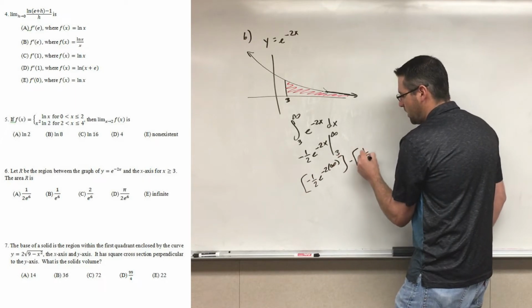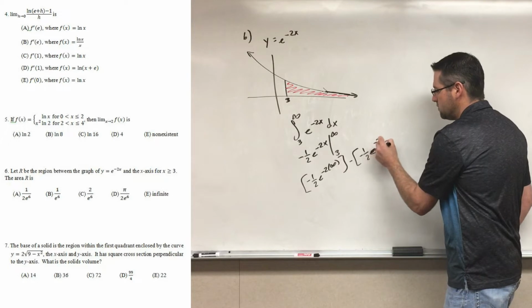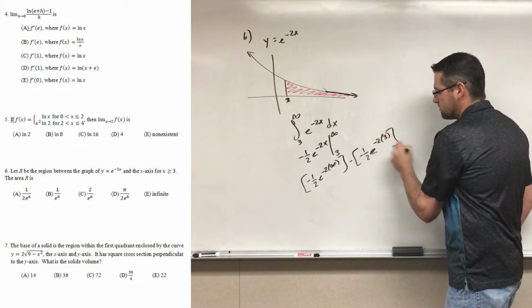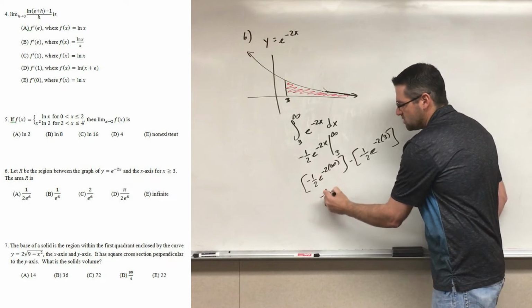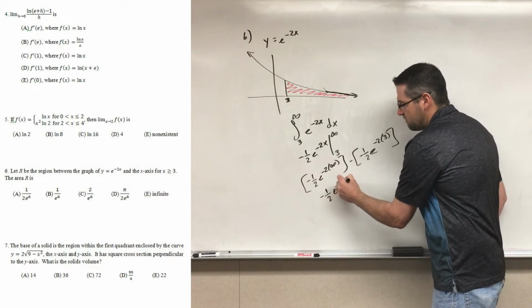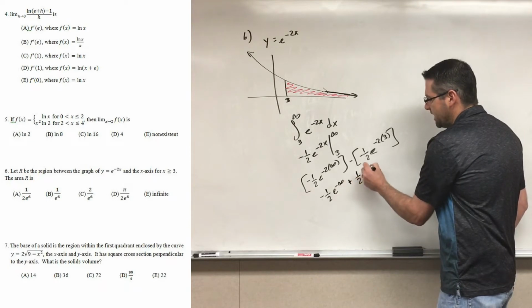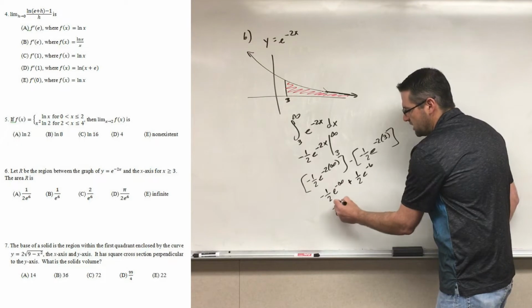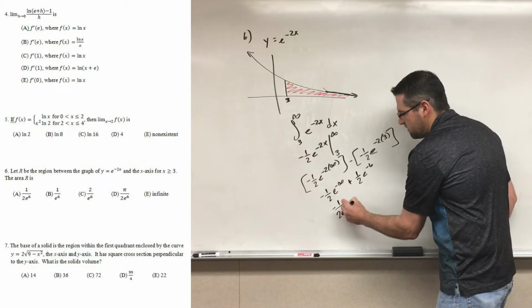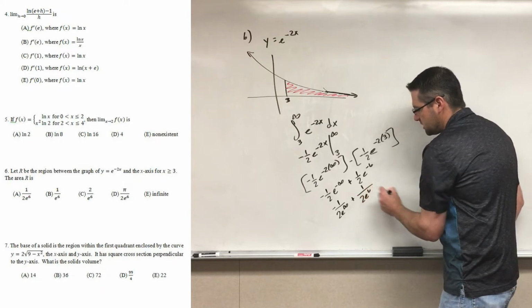Plug in our values, so we get negative 1/2 e to the negative 2 times infinity minus negative 1/2 e to the negative 2 times 3. And then we simplify this. Notice that this is going to be a negative exponent, so e to the negative infinity here. Here we're going to get plus 1/2 e to the negative 6. If I move this negative exponent down, I'm going to get negative 1 over 2e to the infinity plus 1 over 2e to the 6th.